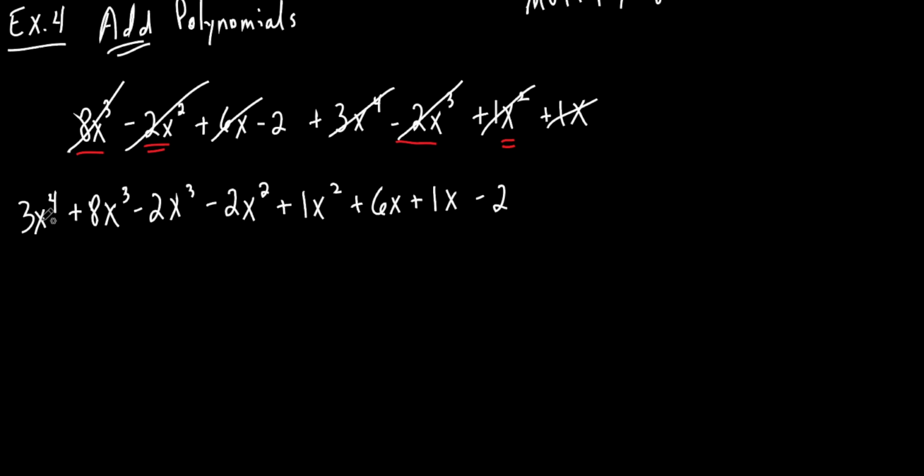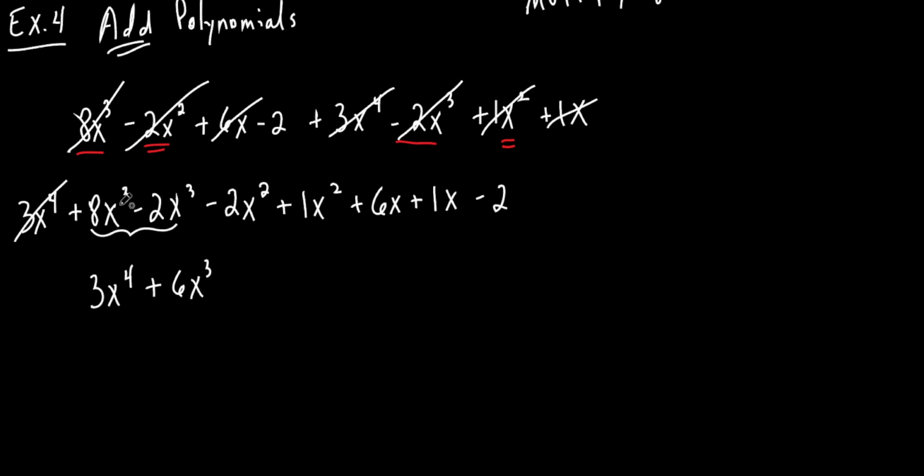Now, 3x to the 4th. Are there any other x to the 4th I can add with that? No, so I just write it down. 3x to the 4th. I'm done with that. Let's add these two together. All right? When I say add, sometimes it might be a subtract, right? Because of the minus in front of it, technically it's subtraction. So it's 8x cubed minus 2x cubed. So what's 8 minus 2? 6. And it's positive, so we put a plus 6, what?